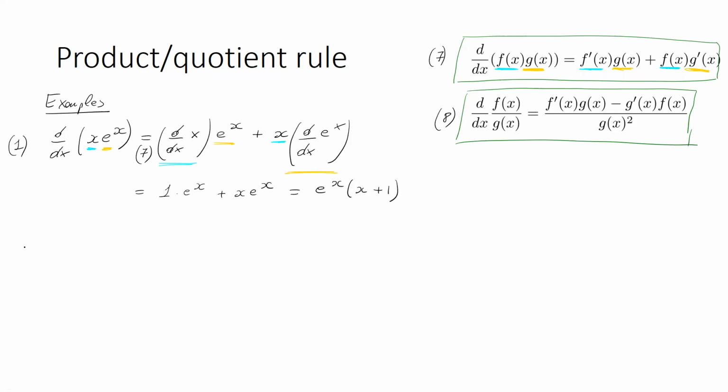And now an example of the quotient rule. So let's compute d dx of e to the x divided by the square root of x. And for this, you have to remember that the derivative of the square root function is 1 over 2 times the square root.